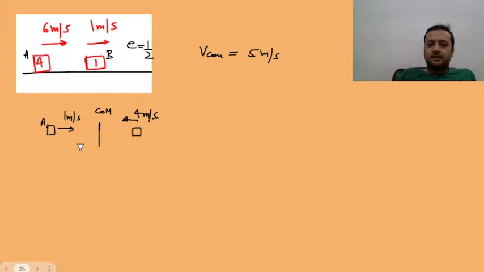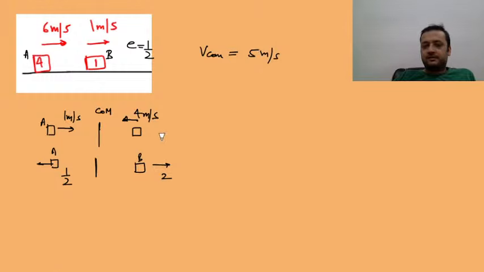What is the next step? Multiply by half and reverse the direction. So that means block A will return at a speed of half into 1 in the COM frame, and block B will return at a speed of 2, because half into 4 is 2, in the COM frame. So these are the velocities after the collision. Remember, these are the velocities after the collision in the COM frame. And remember, the COM was moving at 5.